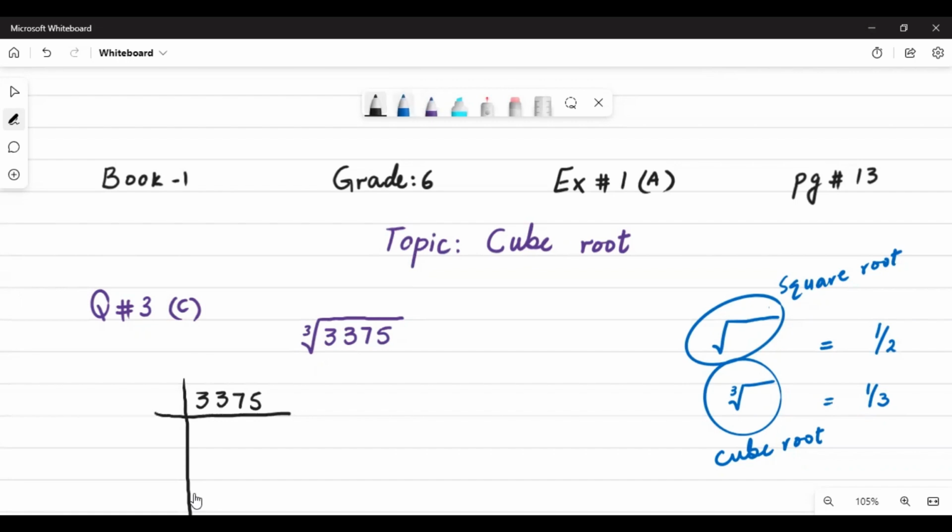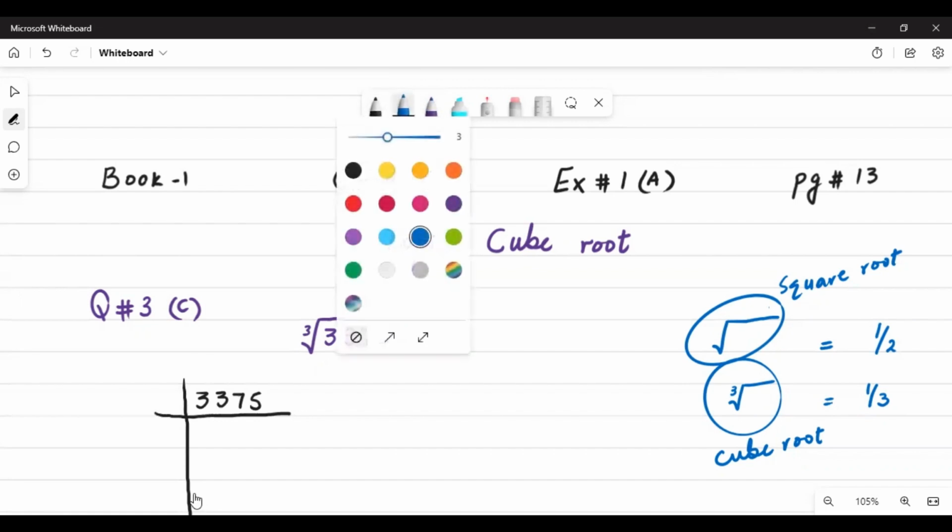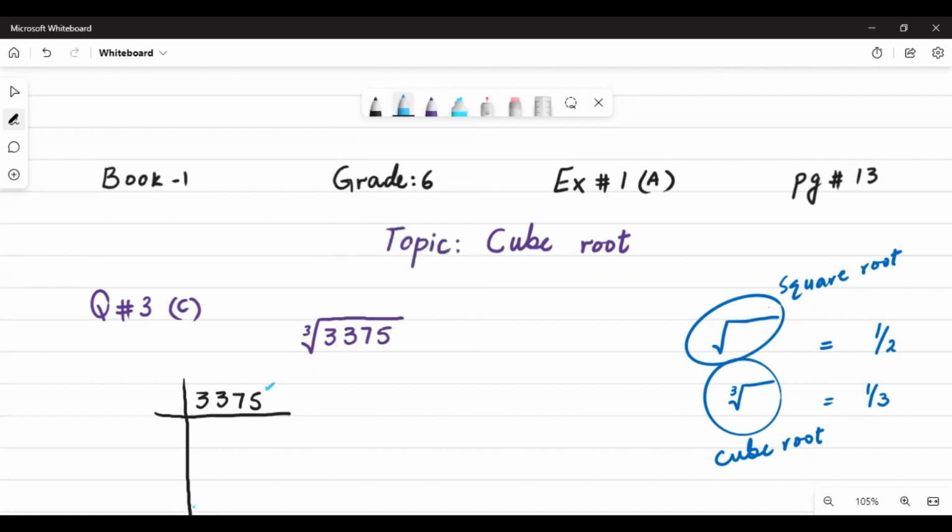Let's start. As you can see, the last digit is 5. It means it cannot be divisible by 2. But we can identify whether it is divisible by 3. How can we identify that? See, 3 plus 3 plus 7 plus 5: 7 plus 5 is 12, 12 plus 3 is 15, 15 plus 3 is 18. 18 is the sum of all these digits. Is 18 divisible by 3? Yes, 18 is divisible by 3. 3 sixes are 18. So let's start with the 3.